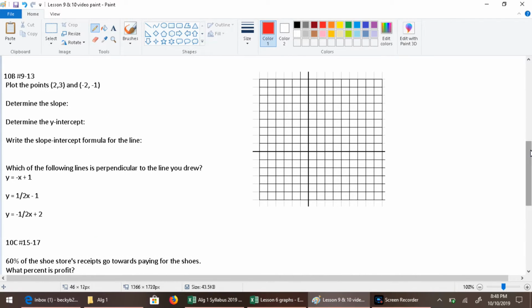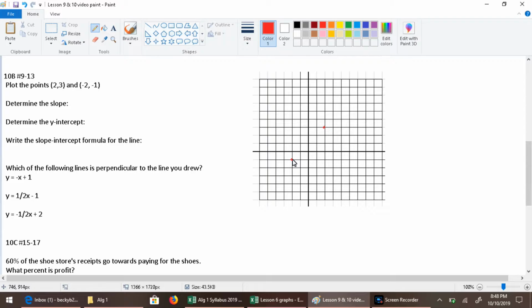Okay, 10b, numbers 9 through 13. Plot the points 2, 3, and -2, -1. So we have 2, 3, and -2, -1.